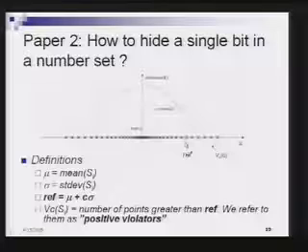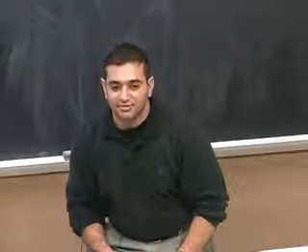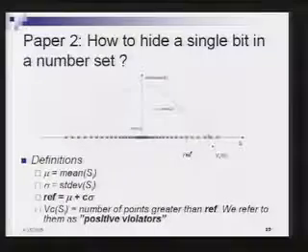So I have a reference point now. The number of points on the right of the reference is referred to as positive violators. And these are very interesting, the number of points. So here, for example, I have 6 points. This means the positive violators are 6. Okay? Where am I going to hide the watermark? I will hide it in this number, in here. Let's see how.